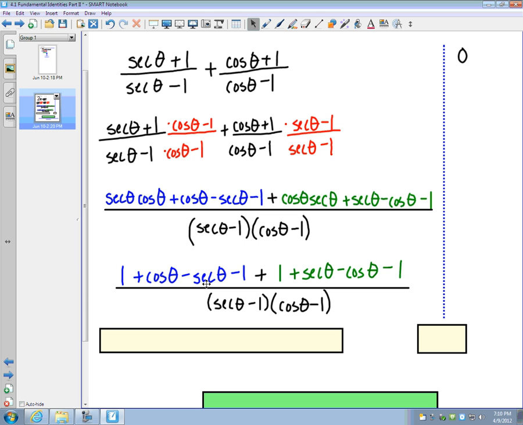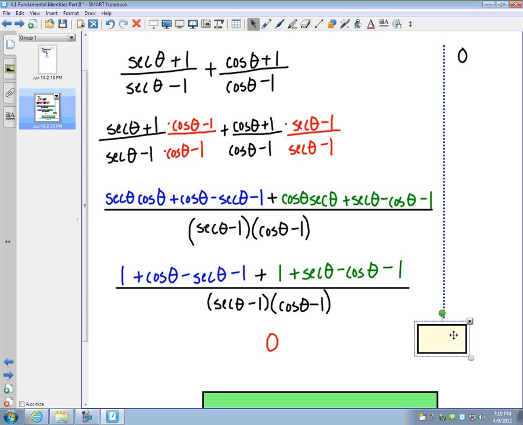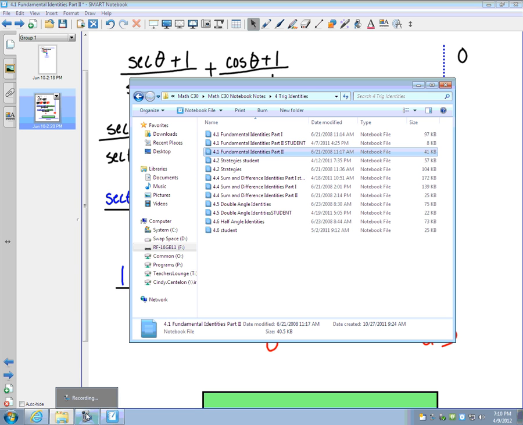I have 1 minus 1 and 1 minus 1, that's 0. I have cos minus secant and secant minus cos. Well, cos minus cos cancels. Negative secant plus secant, that cancels. This is just 0. So I have done what I have set out to prove. So I can say QED.